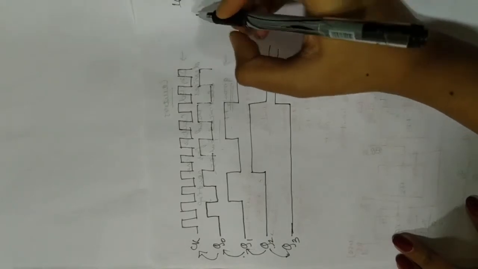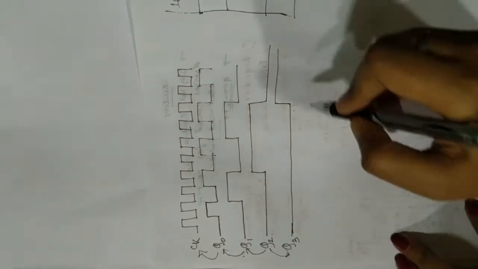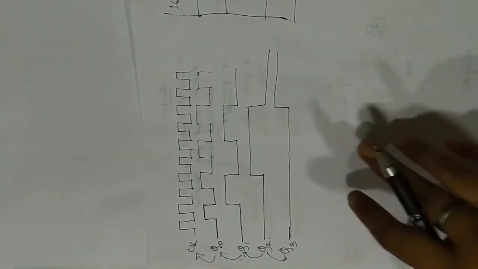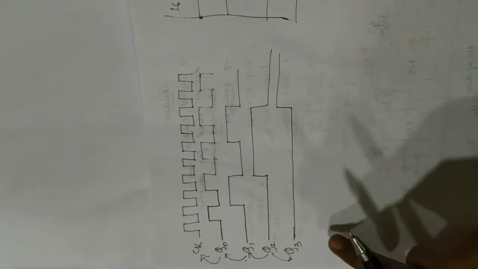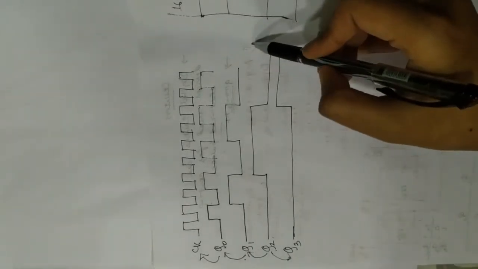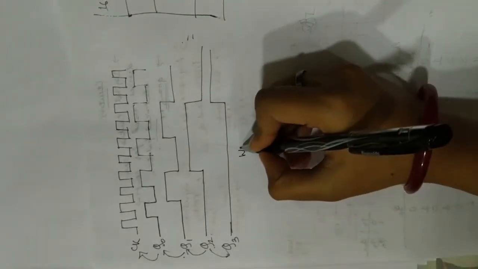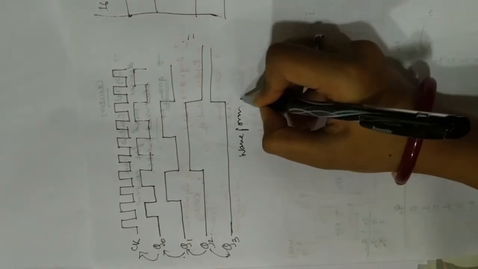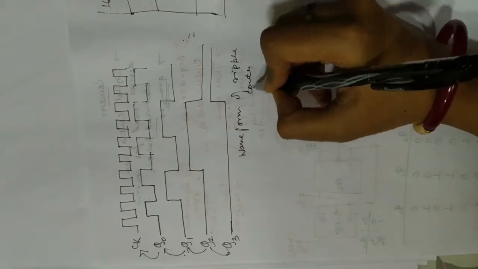By the end of the 16th clock pulse, everything resets to 0. Please check it, it will happen by itself, that by the end of the 16th clock pulse, all the values of Q0, Q1, Q2 and Q3 will become 0. So do complete this diagram. Okay, so this is how the waveform of a ripple counter looks like.